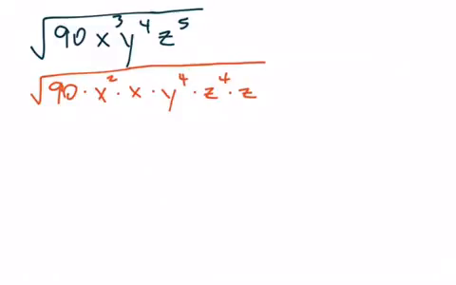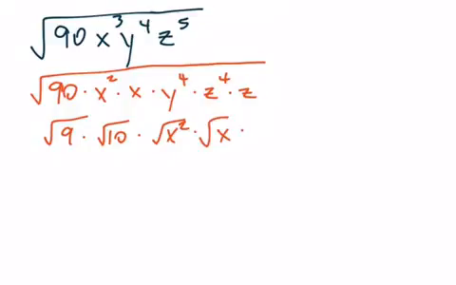Now we're going to go through and simplify. Looking at the number 90, what is the highest perfect square factor of 90? It's 9. So we know that it's the square root of 9 times the square root of 10. Then we look at our variables. We have the square root of x squared times the square root of x times the square root of y to the fourth times the square root of z to the fourth times the square root of z.